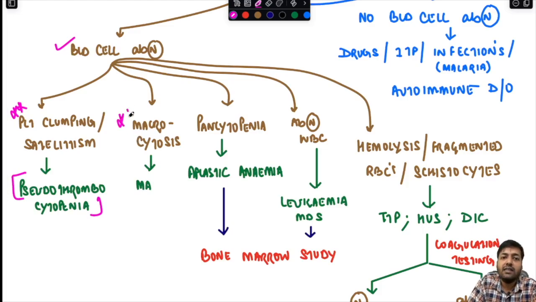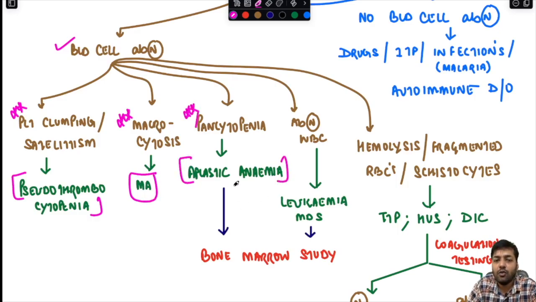Secondly, if you see macrocytosis, with RBCs bigger in size, it is suggestive of megaloblastic anemia. If there is pancytopenia, it is suggestive of aplastic anemia, so for definitive diagnosis you have to go for bone marrow biopsy. Similarly, if you come across abnormal WBCs like blasts, you are thinking of leukemia, or if abnormal WBCs like pseudo-Pelger anomalies are there, then for confirmation you also have to go for bone marrow evaluation.